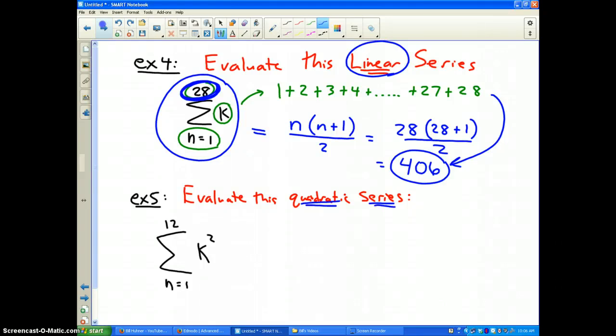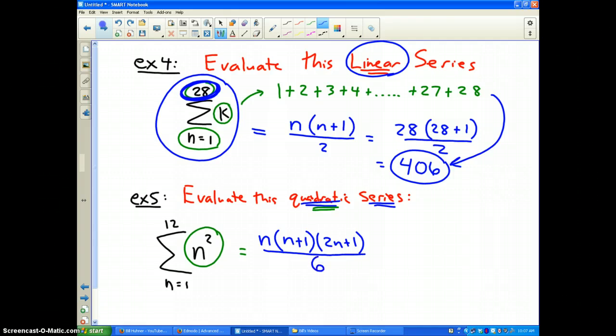Last one in this video, I'm going to talk about a quadratic series. Anytime you have, again, I should probably be using n's here, not k's, just a letter squared and nothing else, that's a quadratic series. Now, there's a formula for this as well. The formula for evaluating a quadratic series, and I'm going to write this in blue, and you should write these formulas, is n times n plus 1 times 2n plus 1, the whole thing divided by 6.